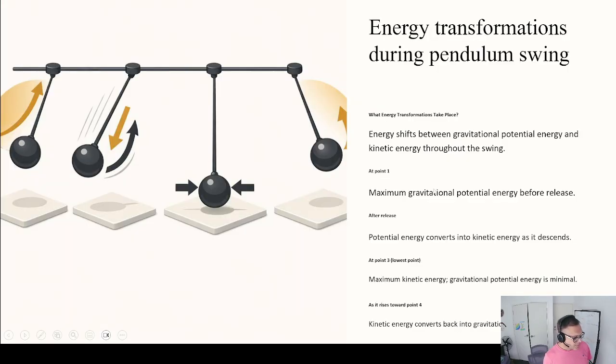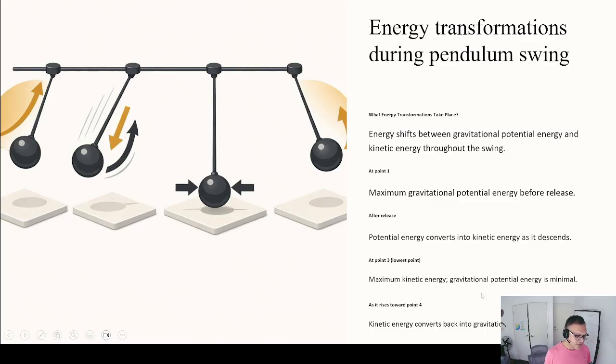So, just a quick recap. Energy shifts between gravitational potential energy and kinetic energy throughout the swing. At point one, yeah, this diagram is not that clear. My diagram was much better, but you got it right. Potential energy: maximum gravitational energy before the release. Potential energy converts into kinetic energy as it descends, reaching maximum kinetic energy. So if someone asks you a question that says describe the motion of a pendulum, or why a pendulum stops, you will now be able to answer, right?